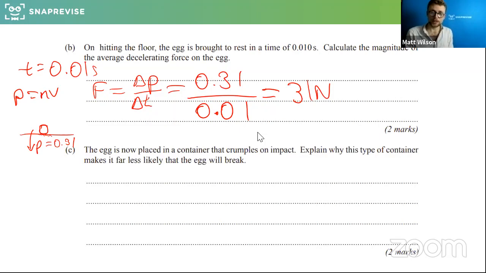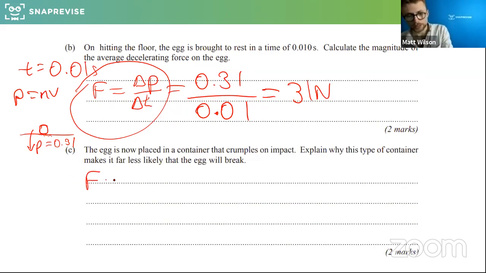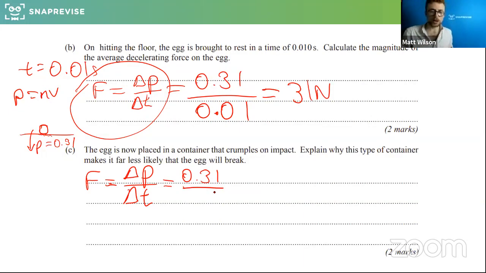Now the force is the change in momentum over time. That's this formula here. So let's put that in. This is going to help us. Force is change in momentum over time. We know just before it hits the floor, it's going to have this momentum, 0.31. And that's got nothing to do with whether it's got this kind of crumply container or not. But what's going to happen to the time over which our object goes now from our initial momentum to 0? What do we reckon?